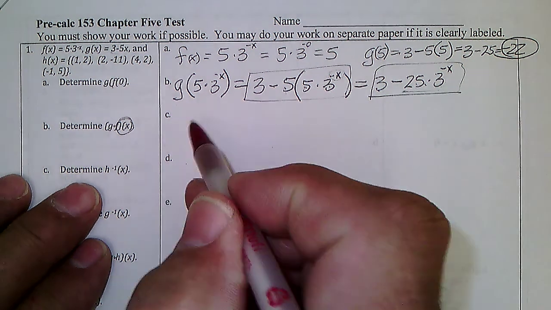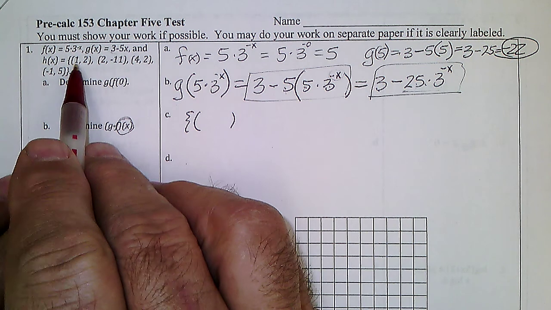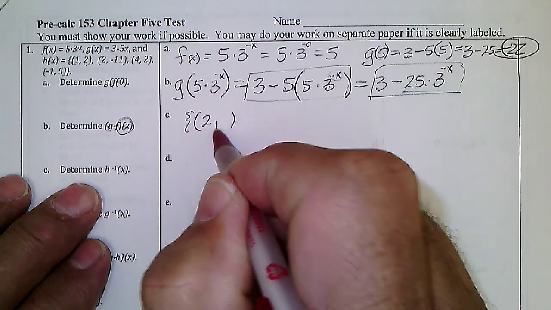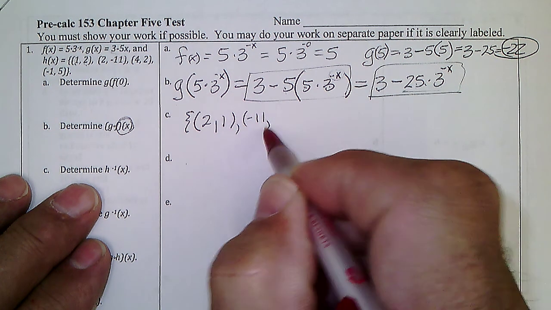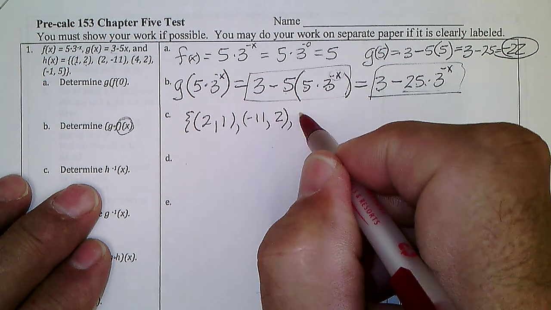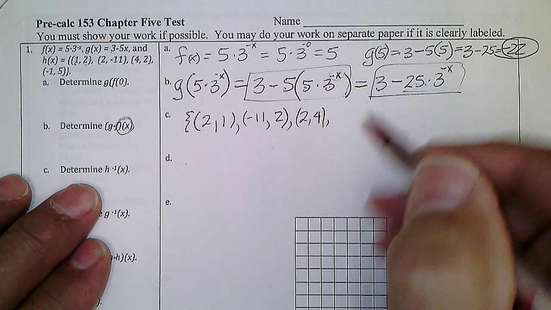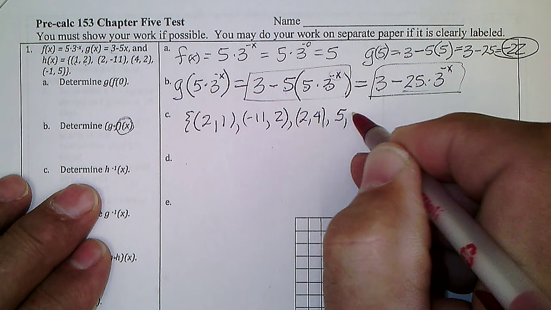H inverse. So H is the ordered pairs, and so we're swapping the x with the y to get the inverse. So it's going to be 2, 1, negative 11, 2, because it was 2, 11. The 4, 2 becomes 2, 4. And the negative 1, 5 becomes 5, negative 1.